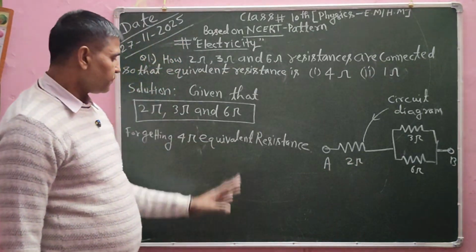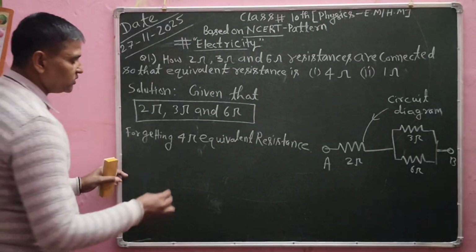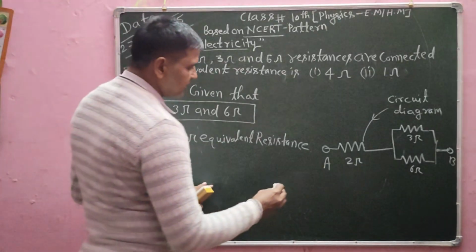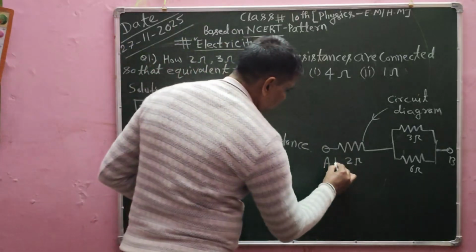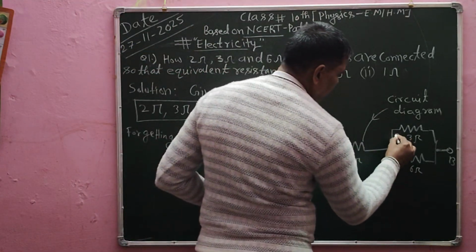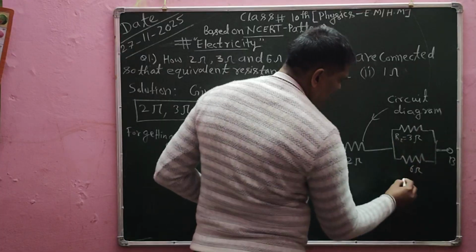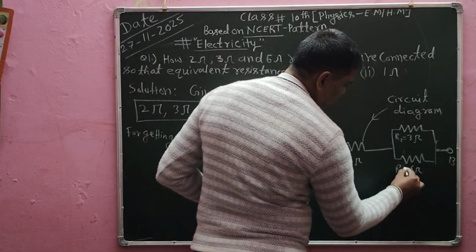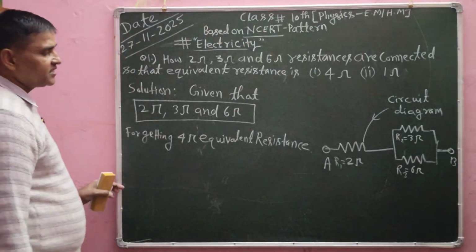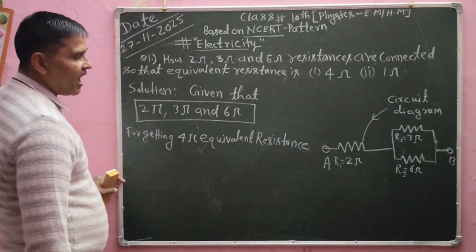First of all, I will say this is R1, and this is R2, resistance R2, and this is the R3 resistance. I will say resistances R2 and R3 are parallel.